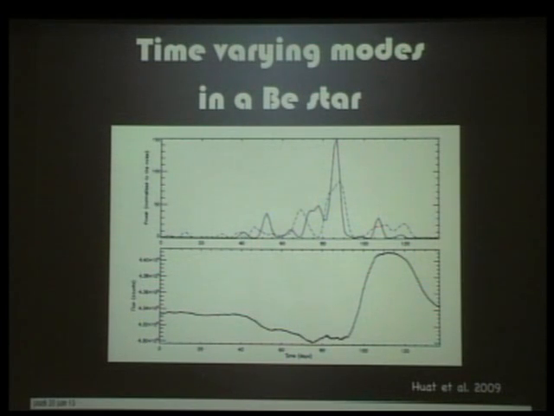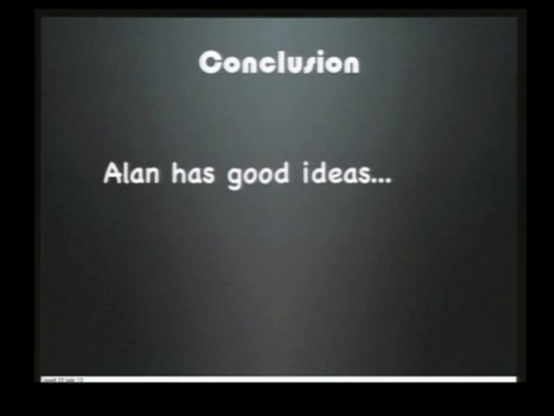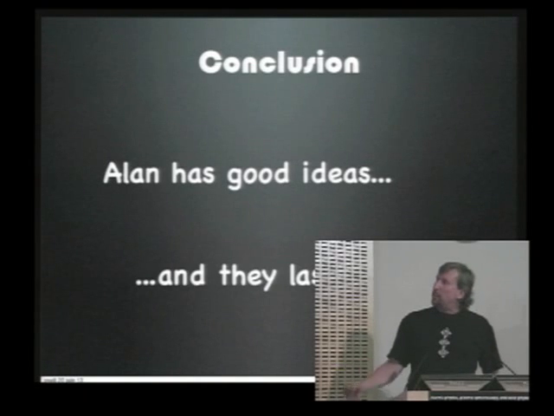So you see that this outburst, which is certainly due to some ejection of material, well, we don't know if it's initiated by these oscillations or if it's only the consequence of another phenomenon, but clearly you see in the oscillations a signature of what will happen in the general behavior of the star. I'm almost finished. My conclusion, which is not a conclusion but a confirmation: we already knew that Alan has good ideas, and moreover, they last a long time. Thank you.